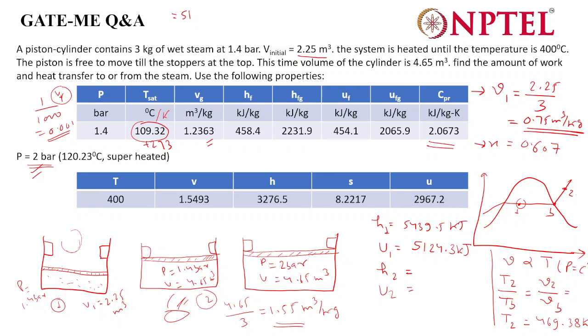Like 9.5 to 0.0673 into. Anyone converted this to degree Celsius? T2.